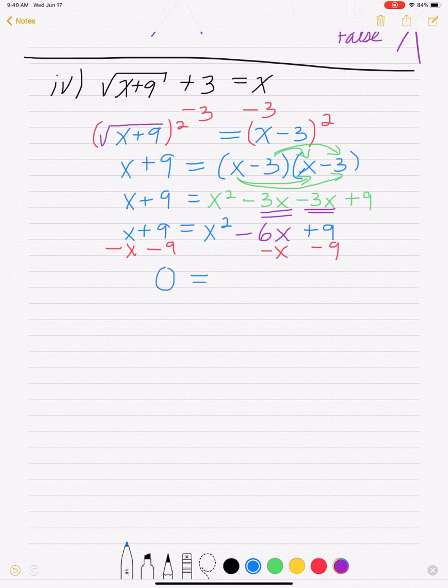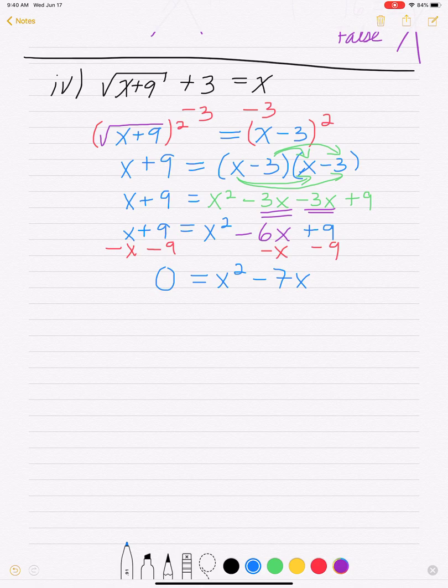Then we'll have x squared, bring that down. Negative 6x minus x is going to give us minus 7x. And 9 minus 9 will give us 0. So we're left with 0 equals x squared minus 7x.